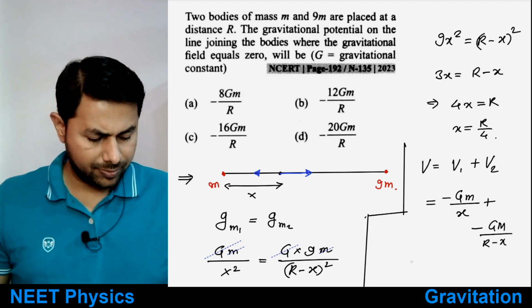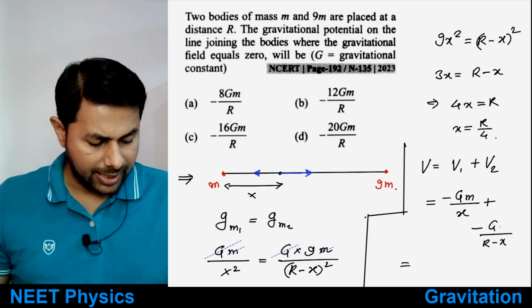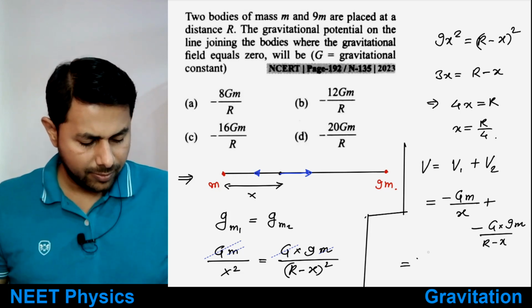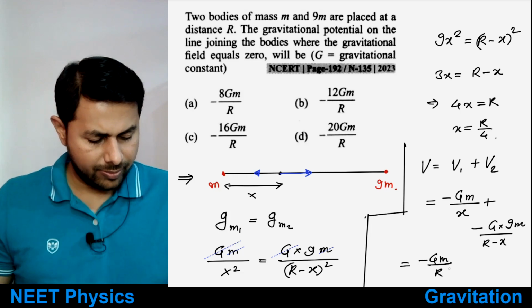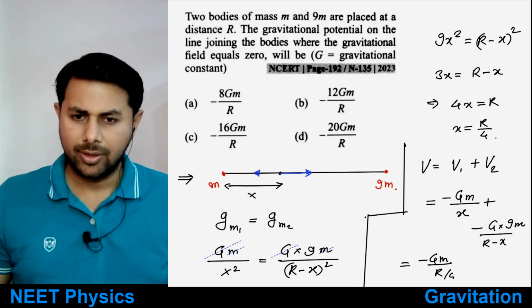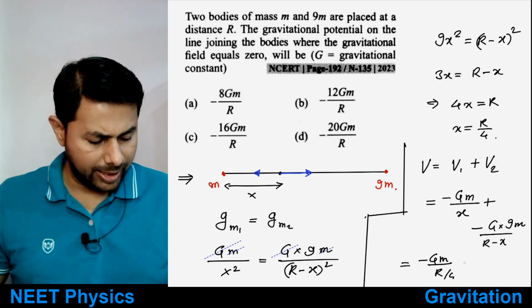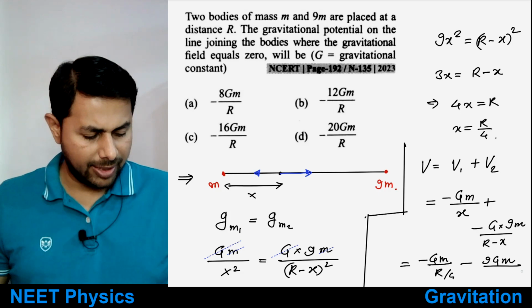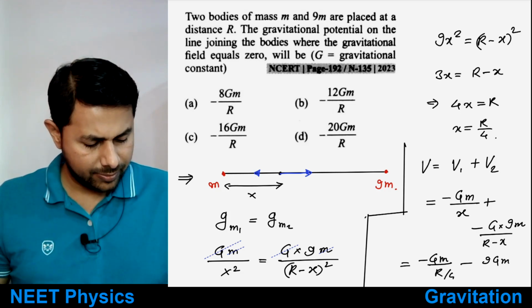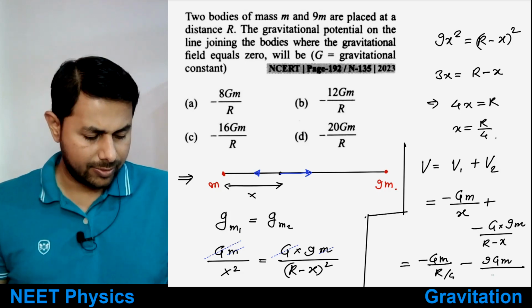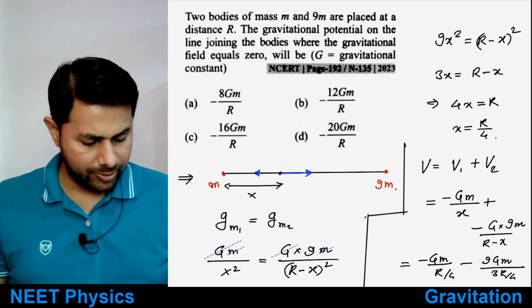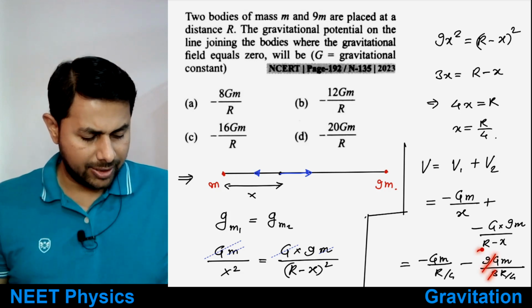Then put the values. This is 9m, no, this is 9m. So you have minus of GM divided by what is x? x is r by 4. So r by 4. Take that 4 in the numerator, and then you have minus of 9 G times m divided by r minus x. So r minus r by 4 is 3r by 4. 3r divided by 4.